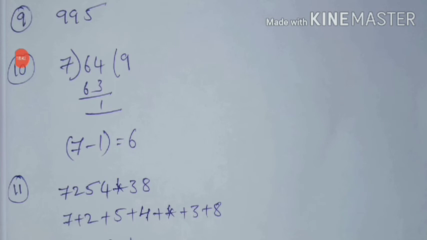Next, what least number should be added to 64 to make it divisible by 7? So just divide that number by 7, you are going to get a remainder of 1. That remainder you must subtract from the divisor. What is the divisor here? 7. 7 minus 1, 6. This 6 must be added to 64, then we are going to get a number divisible by 7, that is 70.